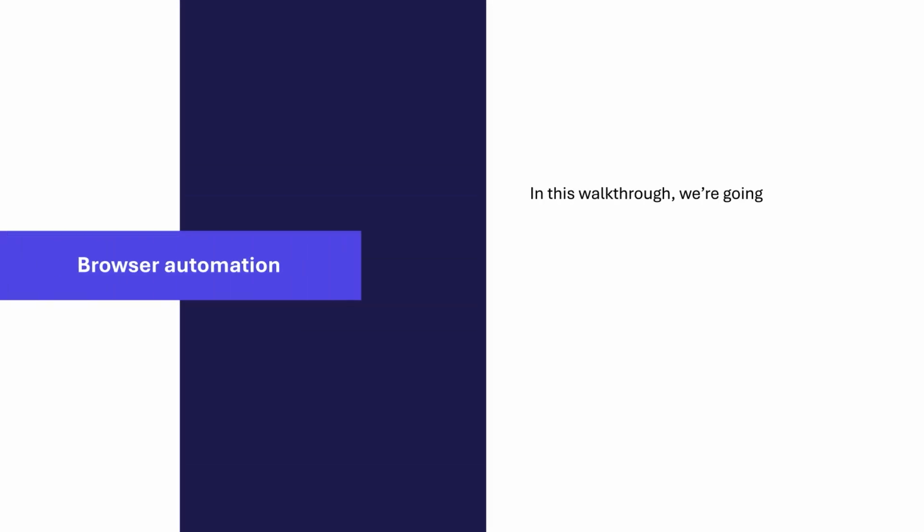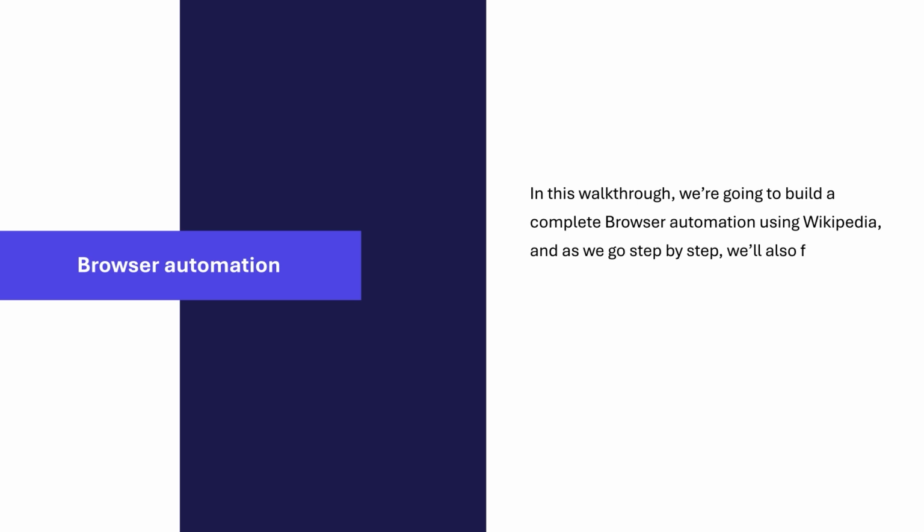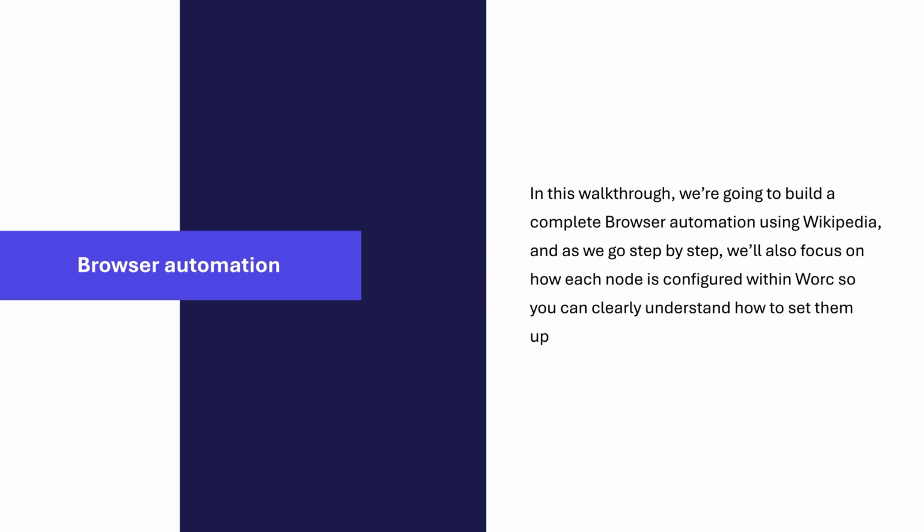In this walkthrough, we're going to build a complete browser automation using Wikipedia. And as we go step by step, we'll also focus on how each node is configured within Worc, so you can clearly understand how to set them up in your own workflows.